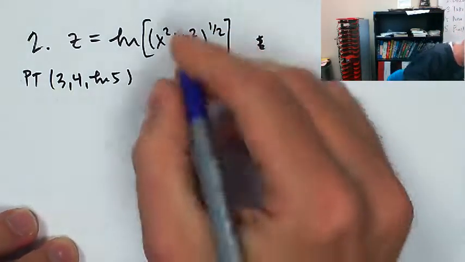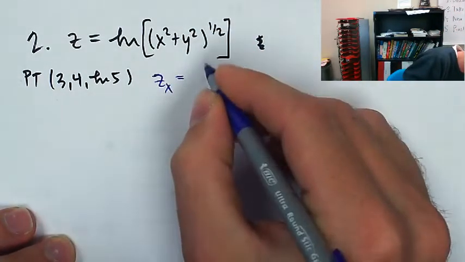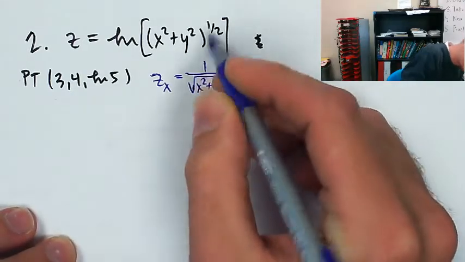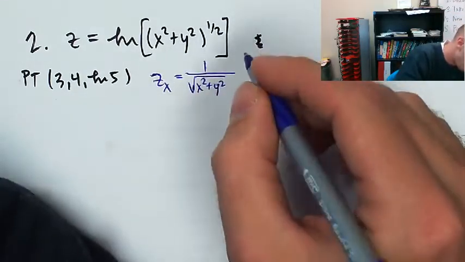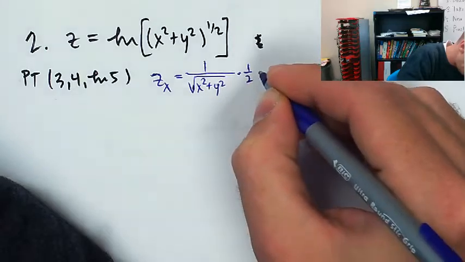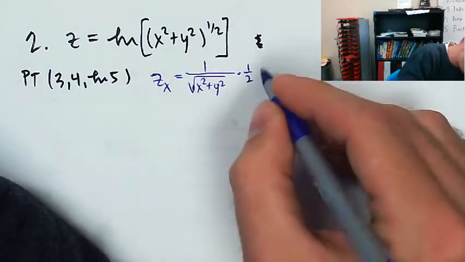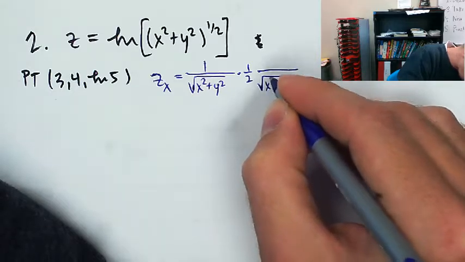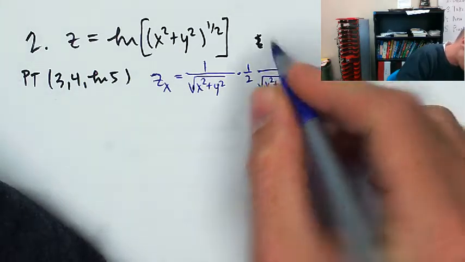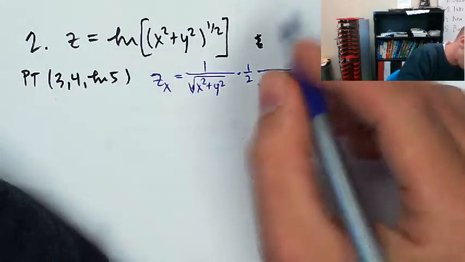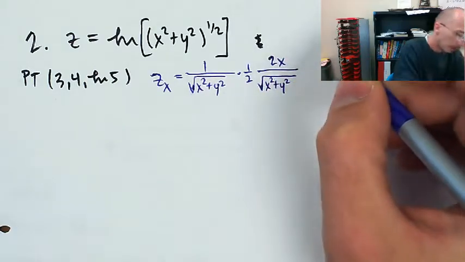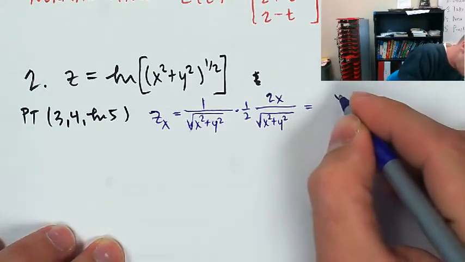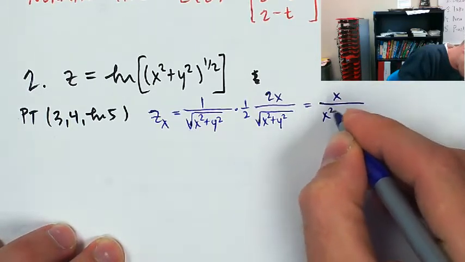I'm going to need my partials. So zx would be 1 over that square root times the derivative of the log, which is 1/2 x squared plus y squared to the negative 1/2. So that's, again, the square root of x squared plus y squared in the denominator, then times the derivative of x squared plus y squared with respect to x, and that's going to be 2x. All this to say that this partial derivative is going to be x over x squared plus y squared.